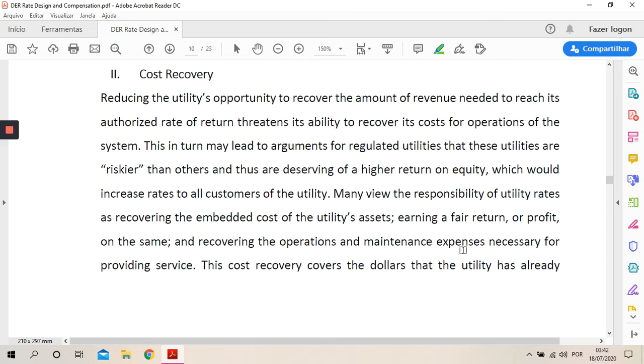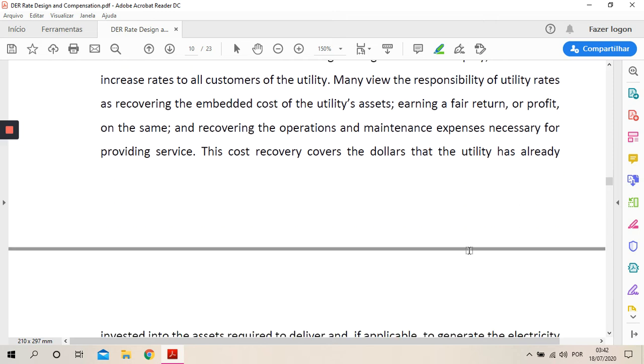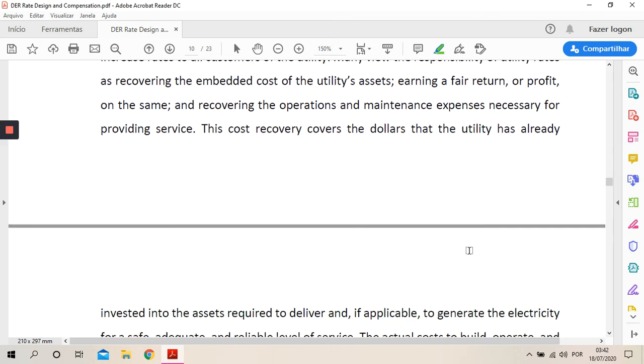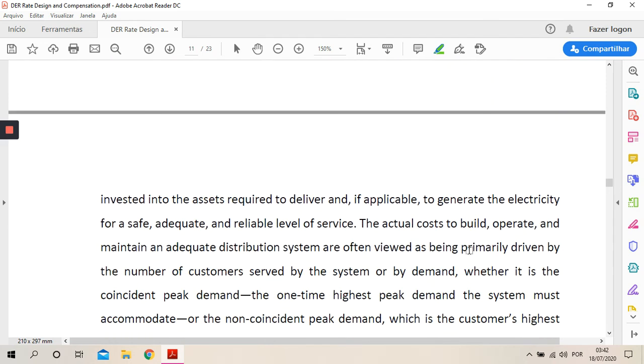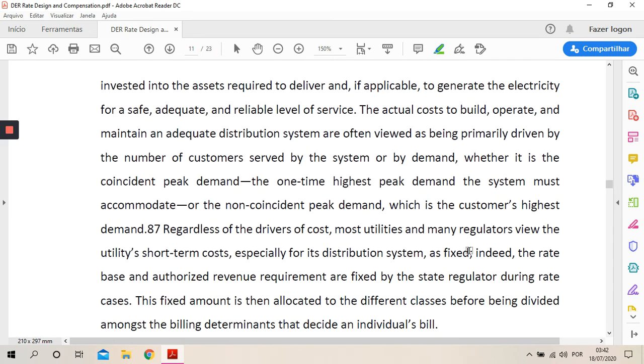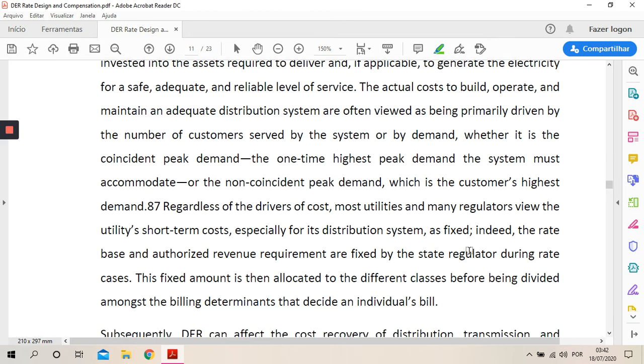Many view the responsibility of utility rates as recovering the embedded cost of the utility's assets, earning a fair return or profit on the same, and recovering the operations and maintenance expenses necessary for providing service. This cost recovery covers the dollars that the utility has already invested into the assets required to deliver and, if applicable, to generate the electricity for a safe, adequate, and reliable level of service.